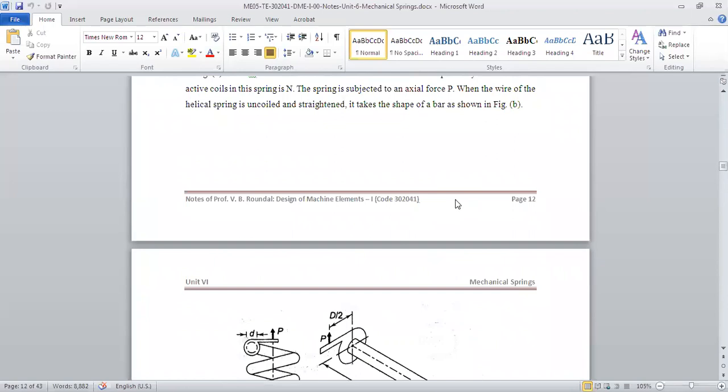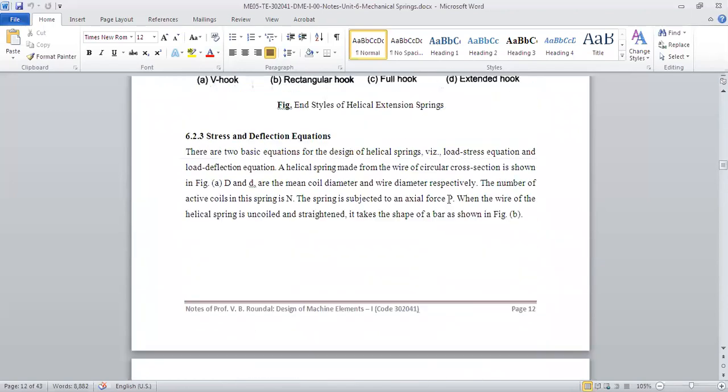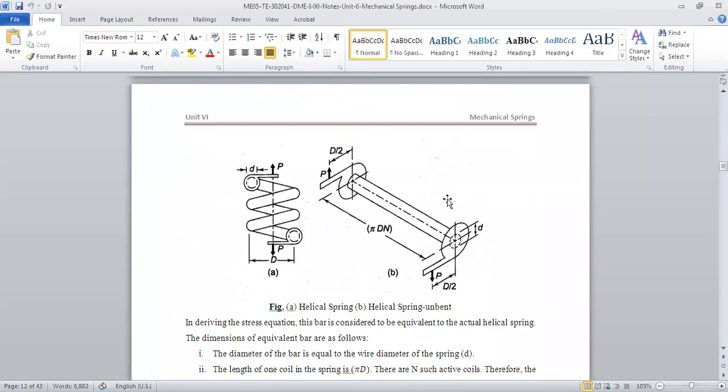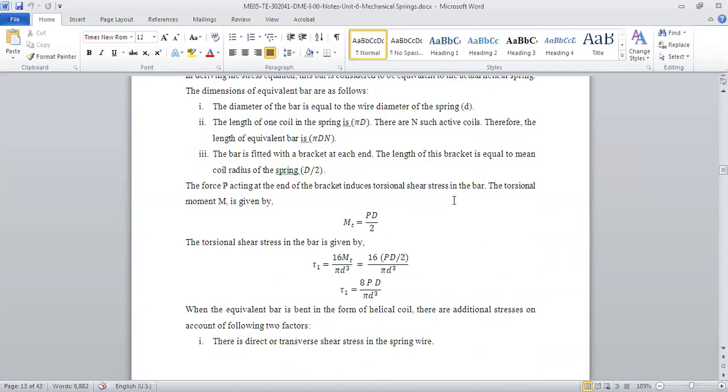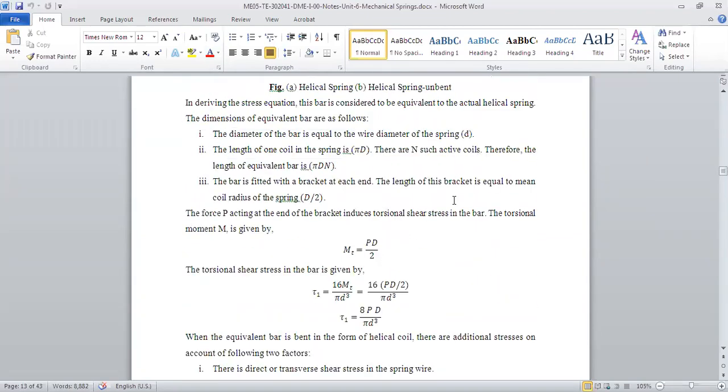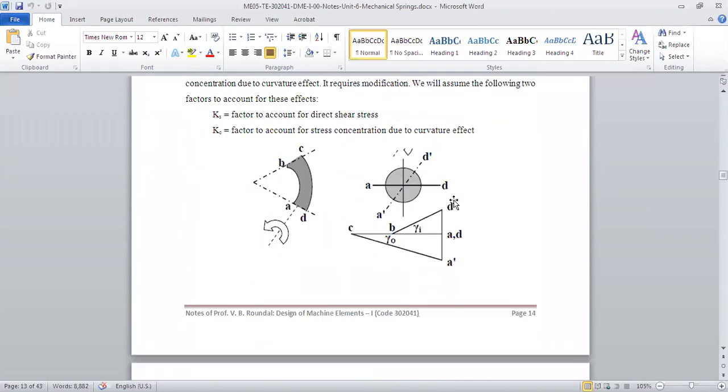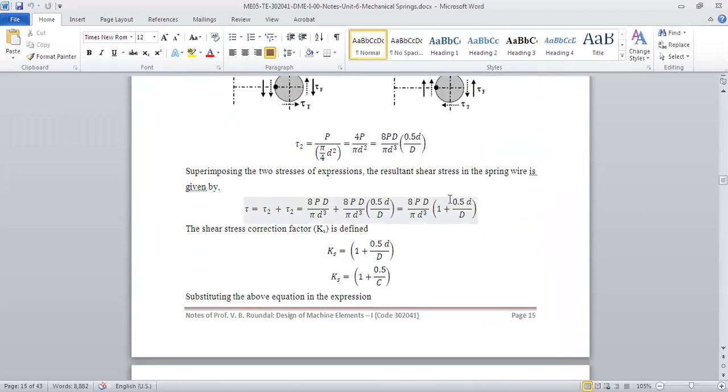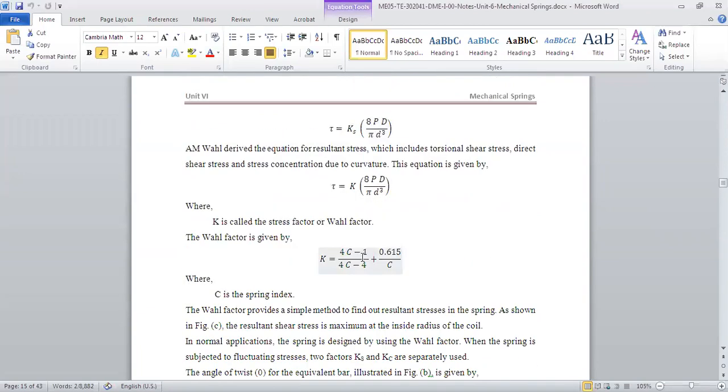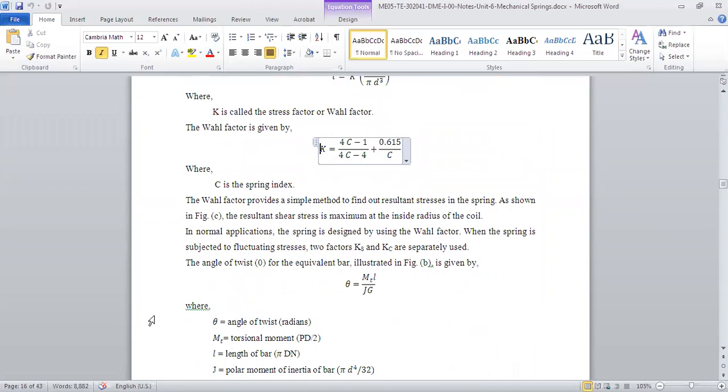spring. So we have seen what kind of stress the spring mainly undergoes: basically torsional stress. It will have two types, primary shear and shear because of the torsion, right? And the combination of both we will take. To consider all these and also the stress concentration factor, we'll use Wahl's factor. K is given by (4C minus 1) upon (4C minus 4) plus 0.615 upon C. This C is the spring index.